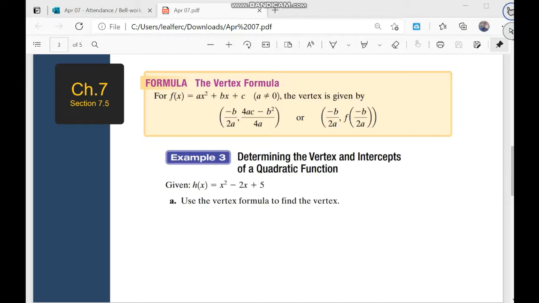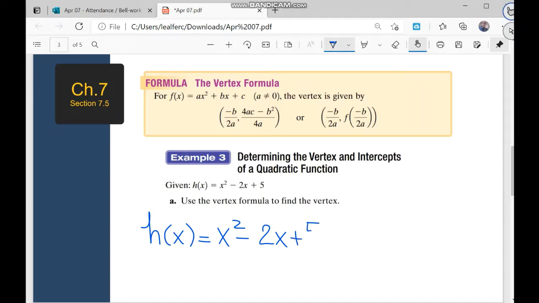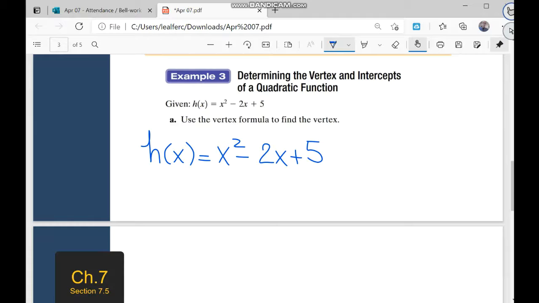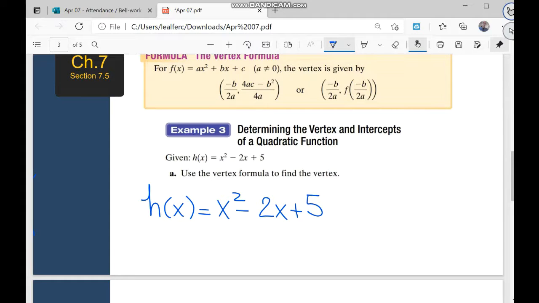Given the function h of x equals x squared minus 2x plus 5, use the vertex formula to find the vertex. Let's work this example. And check up here, the vertex formula we will use is this. X is negative b over 2a. So first of all, we need to identify a, b, and c, the coefficients a, b, and c.